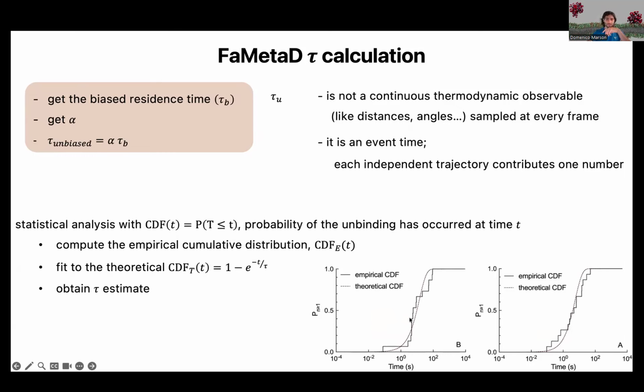And then such phenomena can be modeled with this theoretical curve. And so you can fit the theoretical curve. With the fitting, you get two good results. One is the actual tau, the actual residence time, and also you can perform some statistical analysis and see if your data is well fitted to such curve.